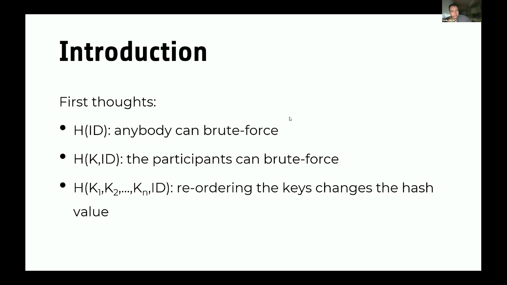So the second thought we had is a kind of keyed hash function. Like the participants have a key, and they include this key value in the hash function. And in this case, we can protect the data from outsiders, but still the participants, if multiple participants know the same key, then they can brute force each other's data. So one hospital can brute force the other hospital's patients.